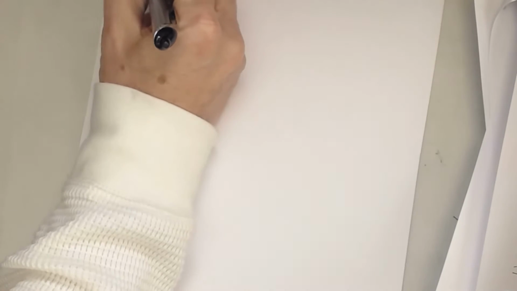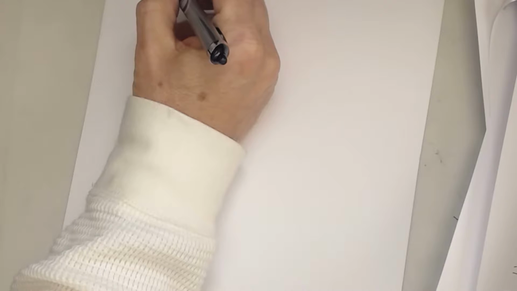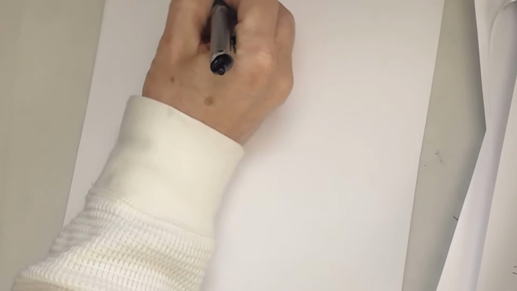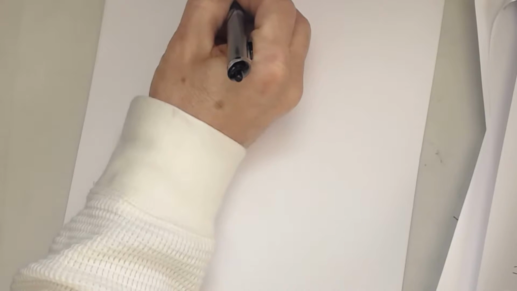Okay, let's look at number, let's see. Okay, number 16. You have 10 minus x squared equals 2x. What kind of equation is this?